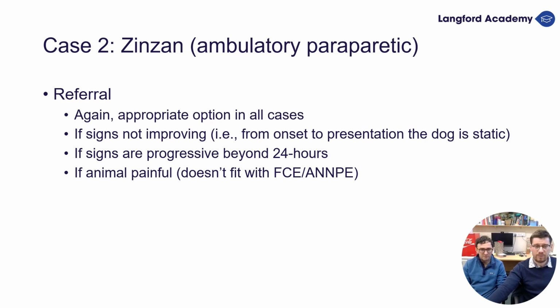specific treatment. The big red flags for me would be if the signs aren't improving. So from onset to presentation, the dog's static. So if he was running around, he yelped, he was paraplegic, and when you saw him, he was paraplegic, it certainly would be worth imaging the dog just to rule out that they've got surgical disease. If the signs are progressive beyond 48 hours, this wouldn't fit with a contusive or an ischemic myelopathy. And if the animal's still really painful when you examine it, it doesn't always fit with an FCE or an ANNPE. They're not typically painful on examination. So if they're ticking any of these boxes, it certainly would be worth referring them.